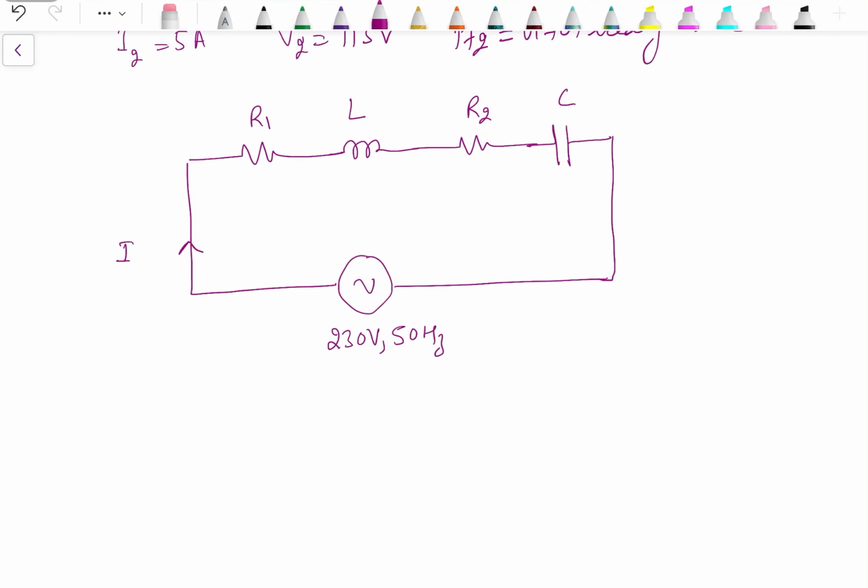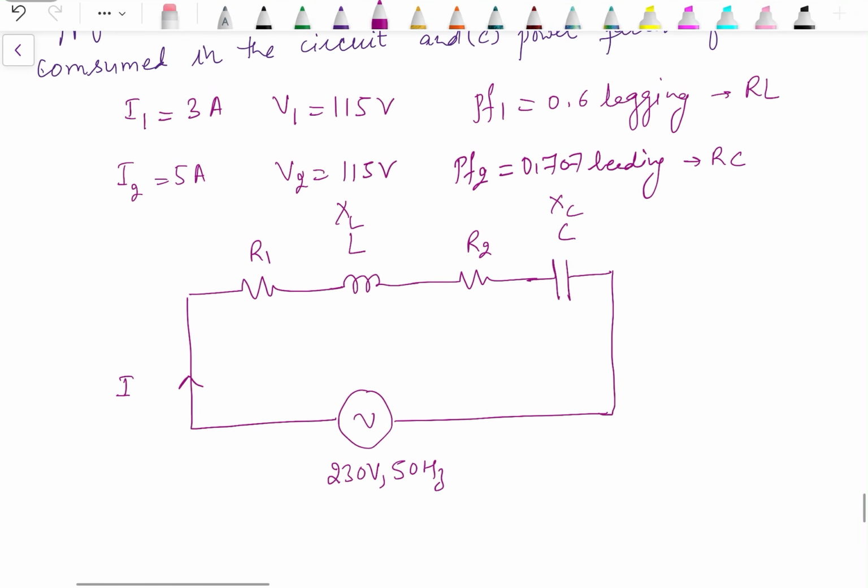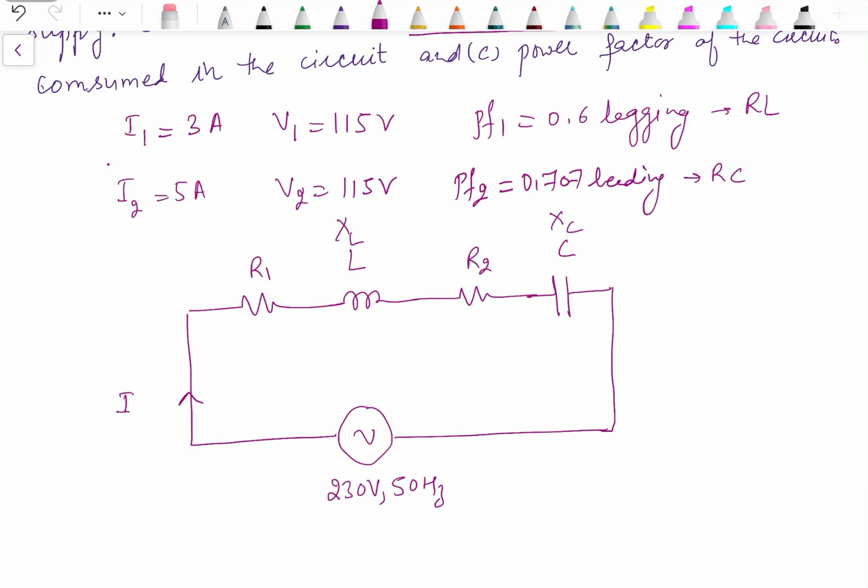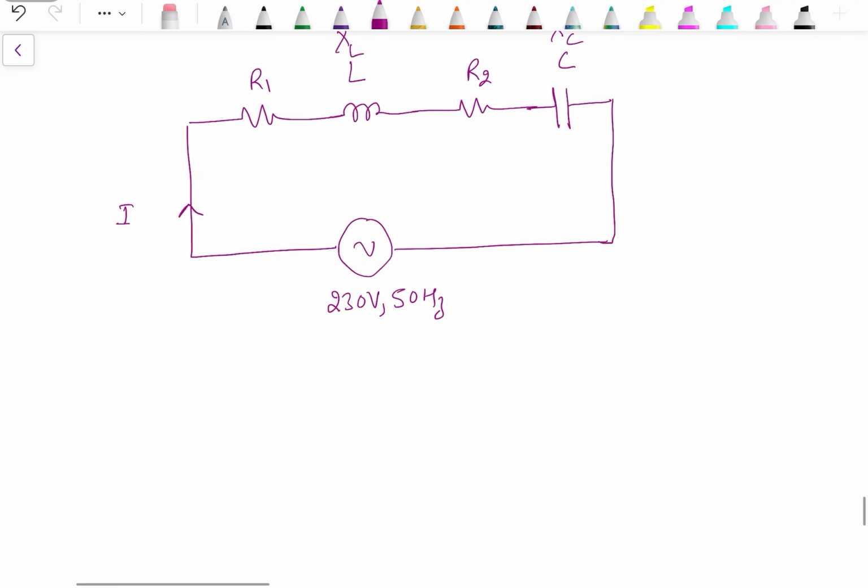Now in order to find out the current, we must know what is the value of R1, what's the value of XL, R2, and what's the value of XC. Now how can we find out the value of R1, R2, XL and XC? We have the ratings, voltage, current, power factor. From voltage and current, we can calculate the impedance, which is V1 by I1, 115 by 3. So this will give us the value of impedance magnitude as 38.33.